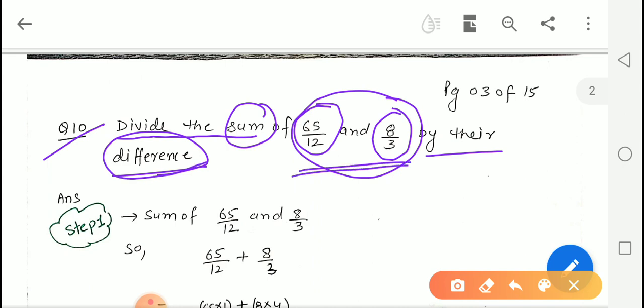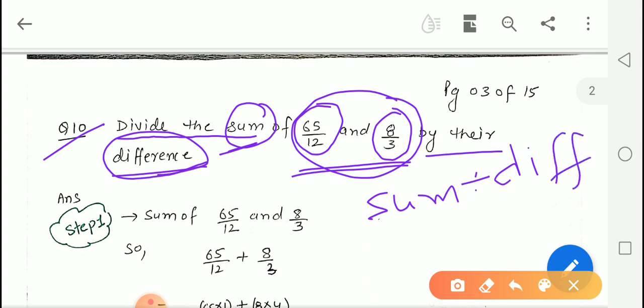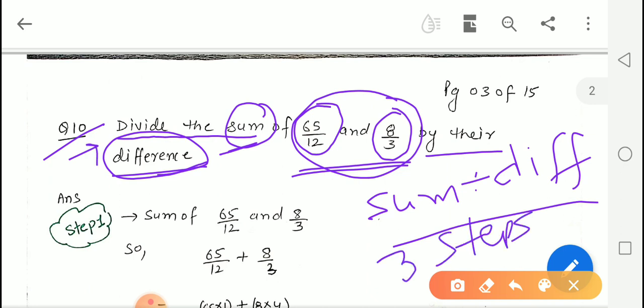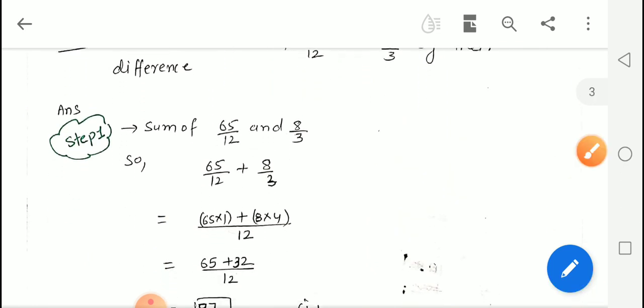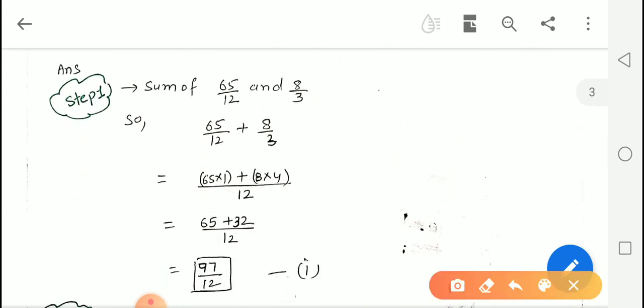Whatever answer will come, we will divide the sum by the difference. So again we will perform this question in 3 steps. Now let us start. This is step number 1, in which we will find out the sum of these two numbers.